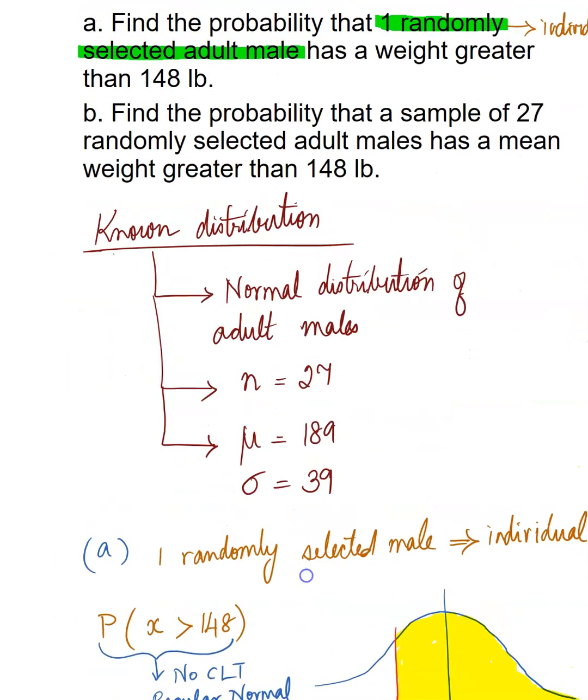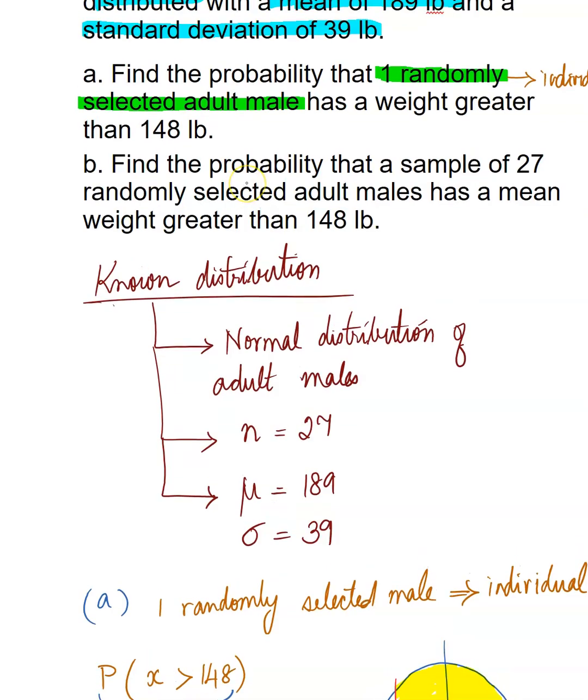What about part B? Part B, find the probability that a sample of 27 randomly selected adult males has a mean weight greater than 148 pounds. We have a lot of clues here. First of all, we're given a sample of 27 males. Okay, sample, not an individual.